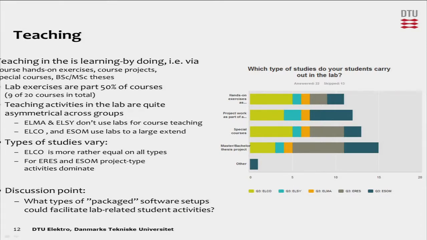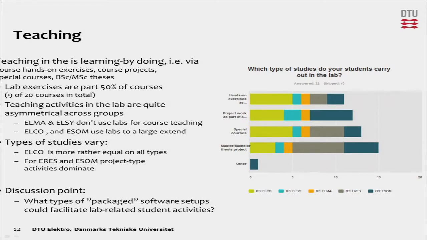We found that, of course, the purpose of teaching is to induce learning, which we can do through several activities. Those activities include courses, hands-on exercises, course projects, special courses, and also bachelor and master thesis. We found that lab exercises are part of around 50% of the courses, and teaching activities in the lab are quite asymmetric across groups.